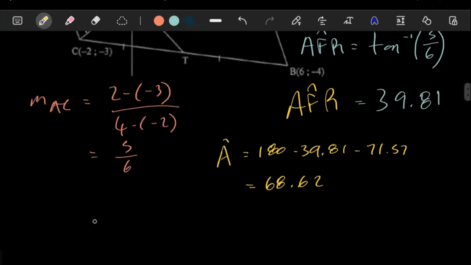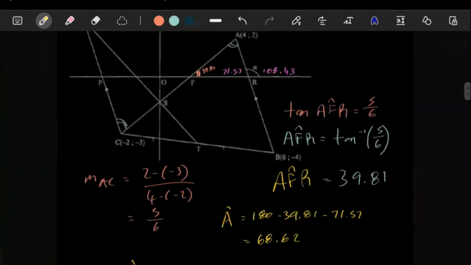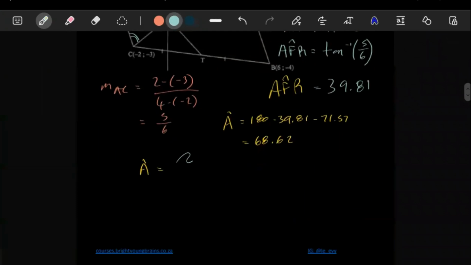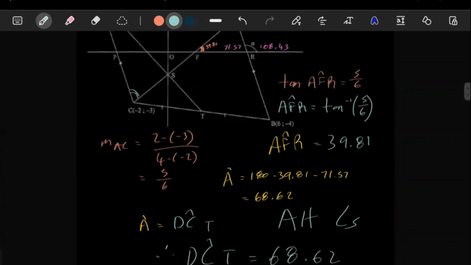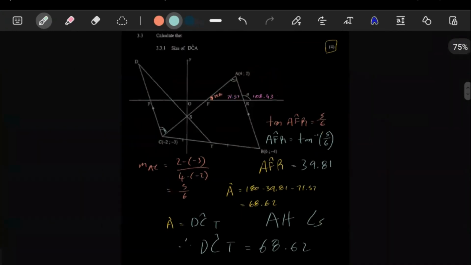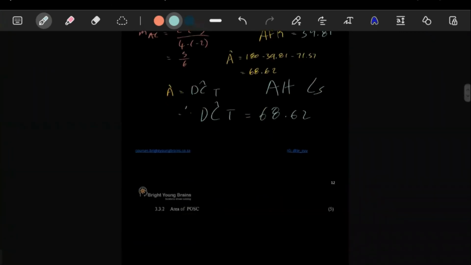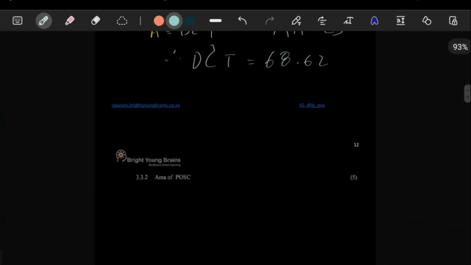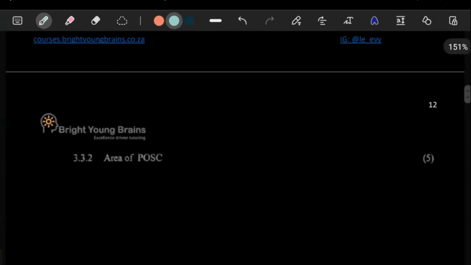68.62. And then here you can say angle A is equal to the angle that they're talking about, DCT, right? DCT, the reason is alternating angles. Therefore, DCT is also equal to 68.62. And you can see why these are 4-mark questions, because they expect you to take about 4 minutes to work them out. They expect you to already know what to do, which is very important in your exams. You don't want to get in there and already start worrying and figuring out which methods work. But let's move on.